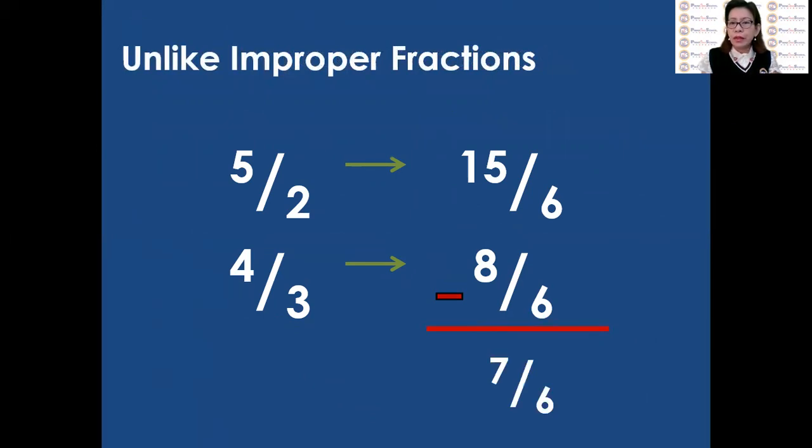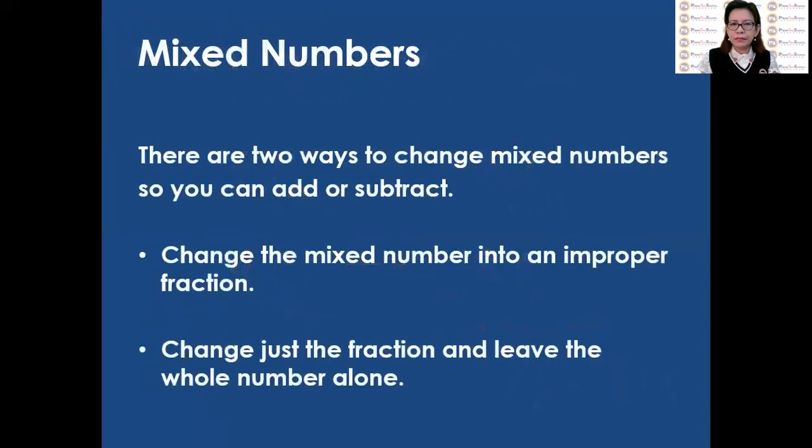So remember, we are going to subtract only the numerators and we're going to write the common denominator. And then we're going to simplify our answer into a mixed number. So 7 out of 6 or 1 and 1 out of 6.